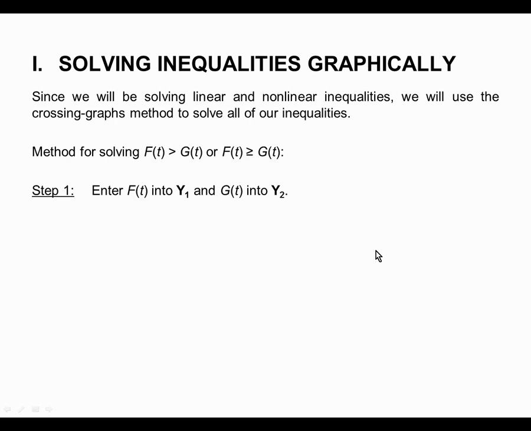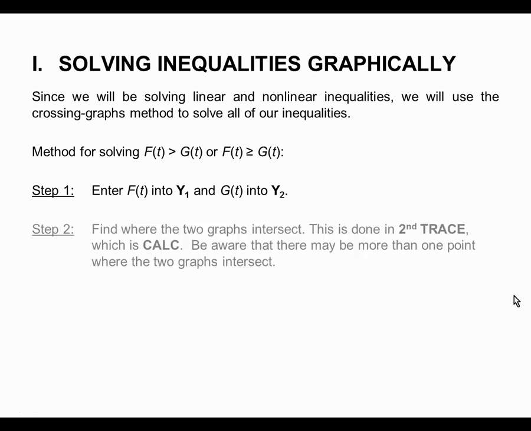Step 1, enter f of t into y1 and g of t into y2. Now we've done this several times, so it shouldn't be that difficult for us anymore. Step 2, find where the two graphs intersect. This is done with second trace, remember that's calc. So be aware that there may be more than one point where the two graphs intersect. So you might possibly have 3 places where it intersects. And that's where the left bound and right bound is going to help you out.